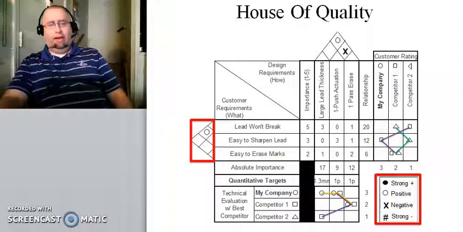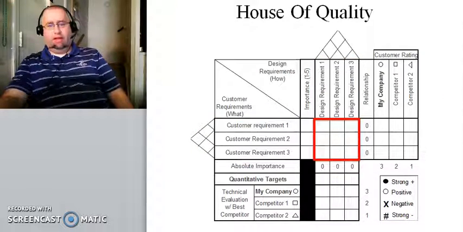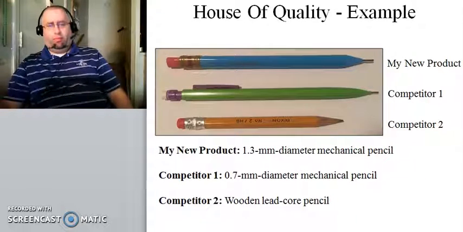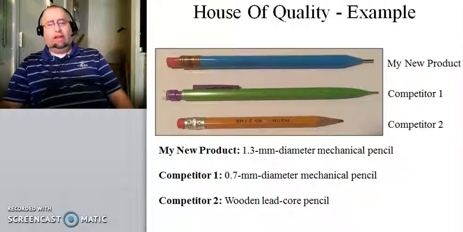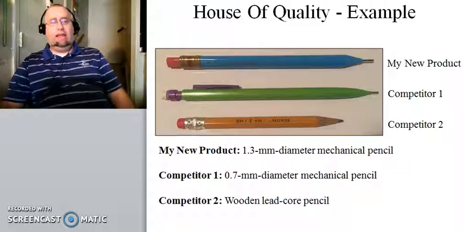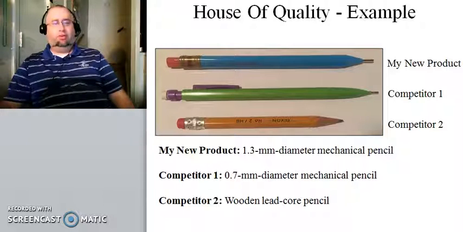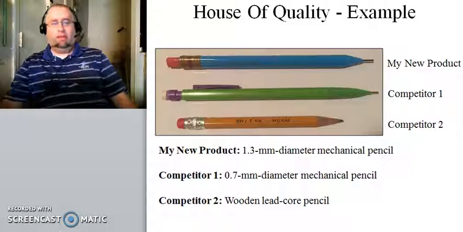Just as a quick reminder, let me go back a few slides here. There we go. This is our example. We are a company that's producing a new product, a mechanical pencil, this one on the top, which has a lead diameter of 1.3 millimeters. The purpose is to address a customer need to reduce the breakage of lead in mechanical pencils. So our design solution is to increase the lead diameter, to strengthen the lead, to decrease the number of breakages.